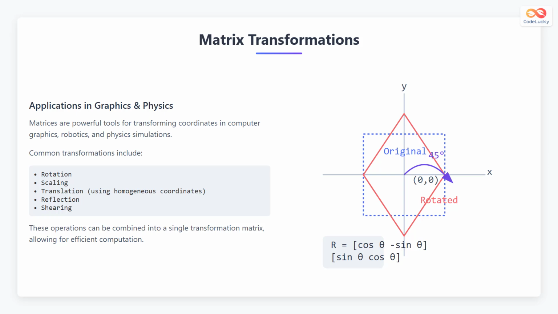Matrices are powerful tools for transforming coordinates in computer graphics, robotics, and physics simulations. Common transformations include rotation, scaling, translation using homogeneous coordinates, reflection, and shearing. These operations can be combined into a single transformation matrix, allowing for efficient computation. As an example, R can be assigned to a list of lists containing cosine theta, negative sine theta, and cosine theta.